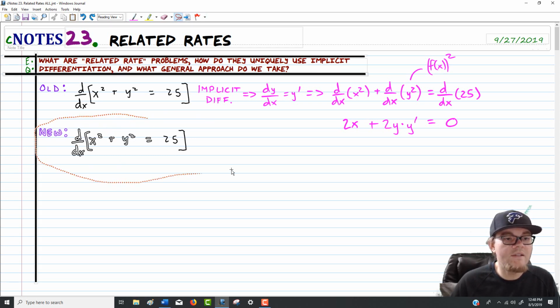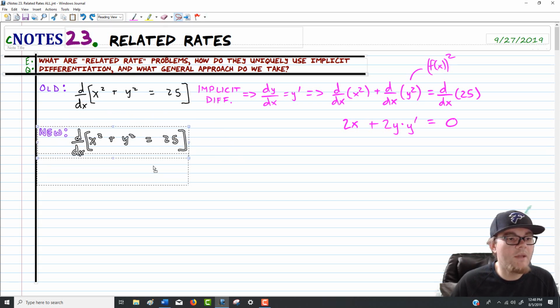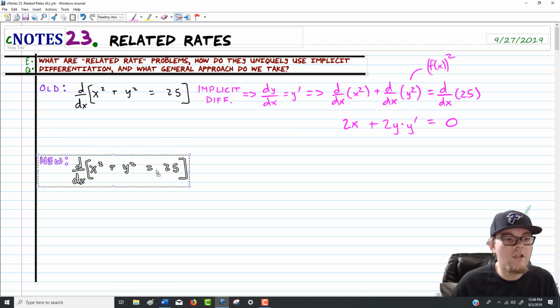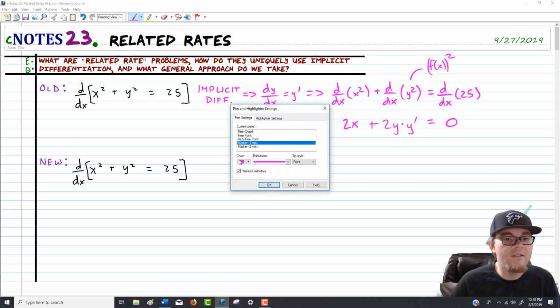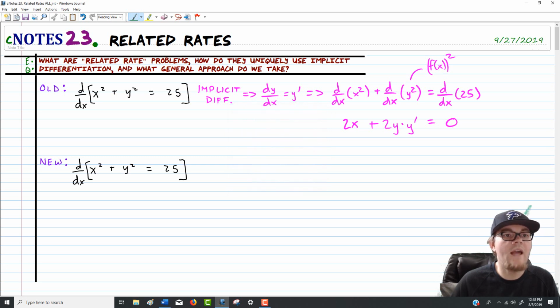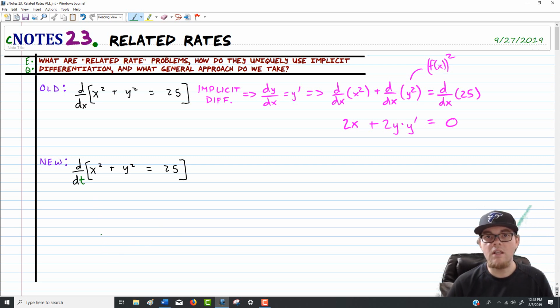Now that process is the same one we're going to follow here, but there's going to be a big change. And the biggest change comes at the very beginning of this work. Specifically, instead of differentiating with respect to x in these related rate problems, we're going to be differentiating with respect to a third variable that will now become independent of the other two. That variable is t. We choose t in almost every case because that way we can relate everything to time.